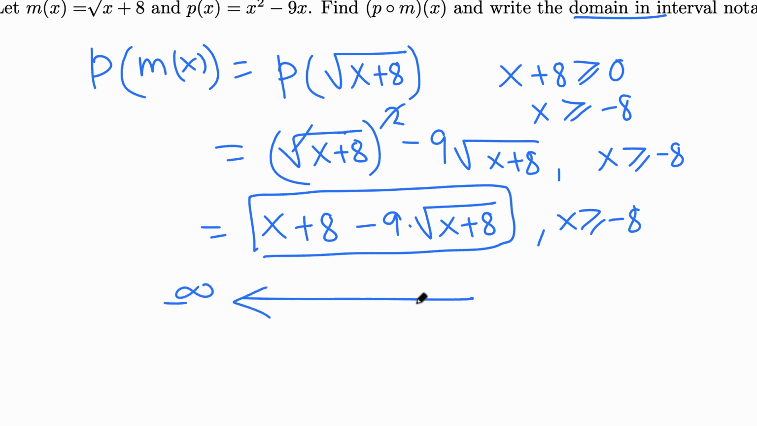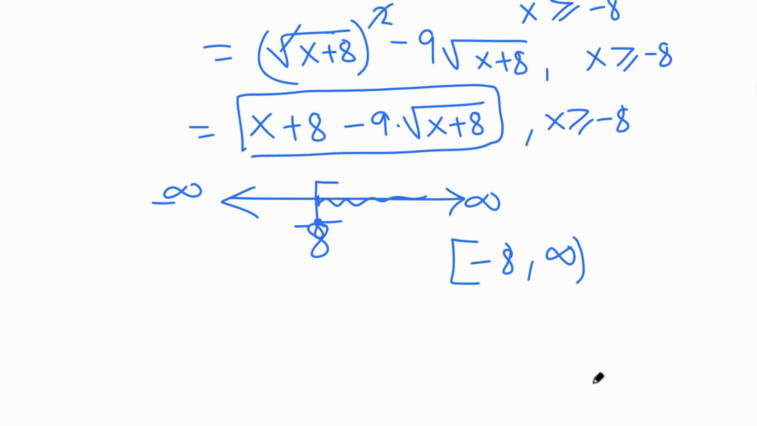On the number line, we are getting x bigger than or equal to negative 8, and bigger. So this is negative 8. So the domain is negative 8 all the way to, okay, this is not infinity, negative 8 all the way to infinity. Okay, final.